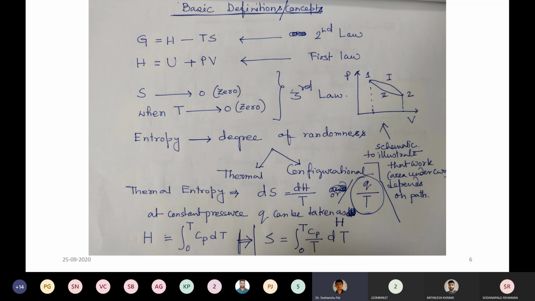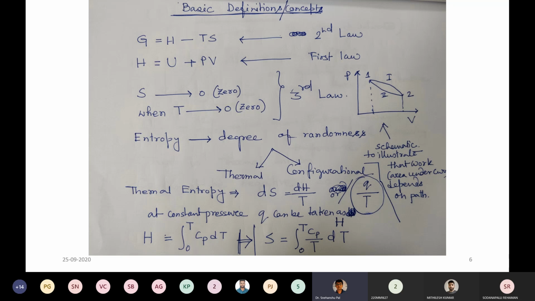So thermal entropy, what is that? We know dS equals dQ by T. That was known to us. Then it can be derived. Q by T means heat by temperature. So if we go for constant pressure, then we can say that Q can be represented by H. So dS equals dH by T, you can write for a constant pressure condition.